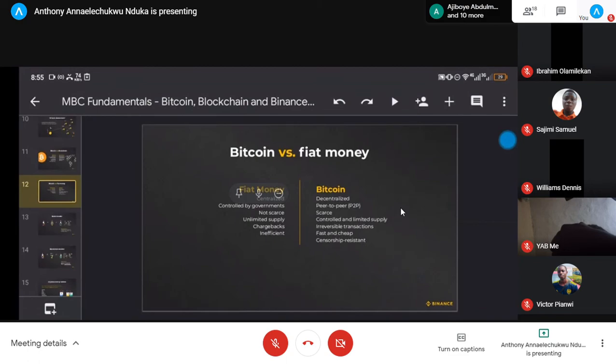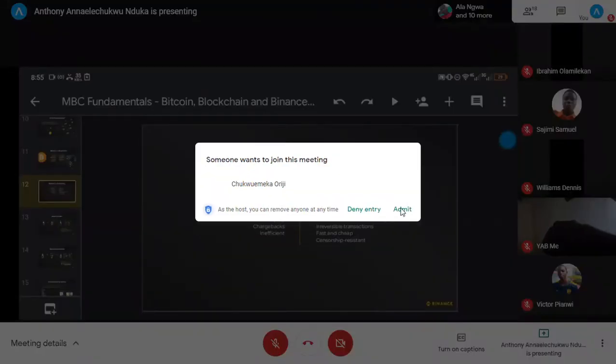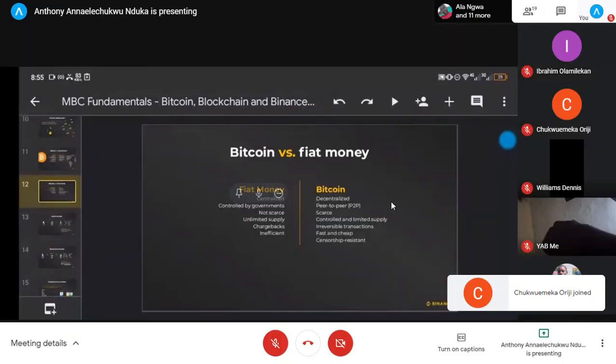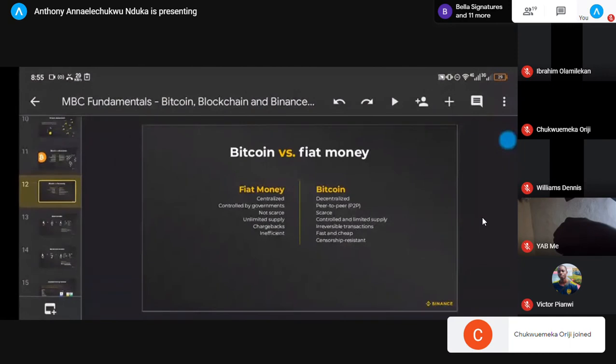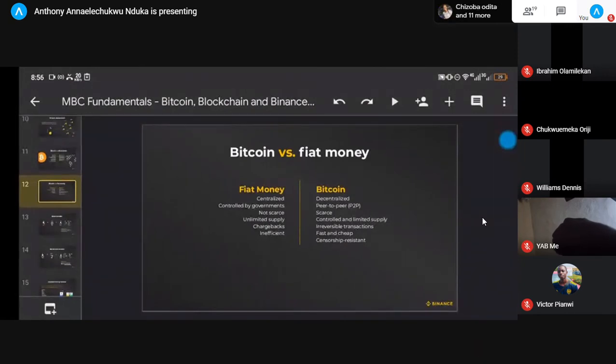Now, fiat is controlled by government. I've explained this. We have no scarcity. I've also explained this: the more the printing of fiat money, the less scarce it becomes, because it will be available for everyone to see. It has unlimited supply in the sense that it can be printed at any time and the supply would keep increasing. So that's just it.